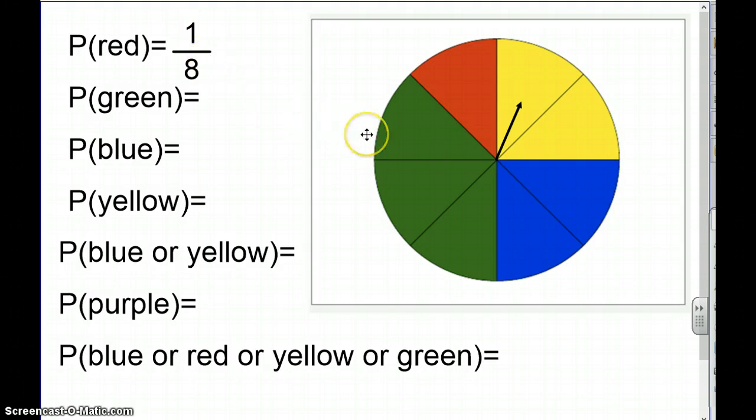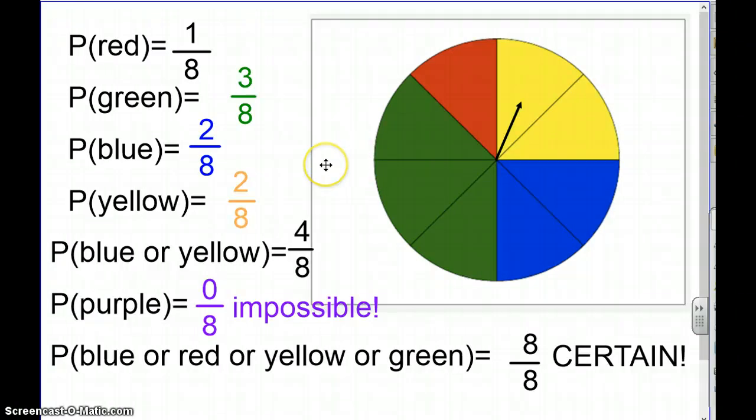Okay, so I want you to pause the video and I want you to write down the probability for each of these things. Okay, and then once you press play, I want you to check your answers. I'm going to have all the answers here for you. So go ahead and press pause and try that now. Okay, so let's go ahead and check your answers.